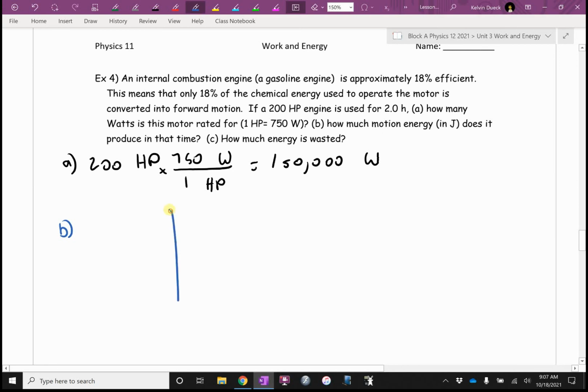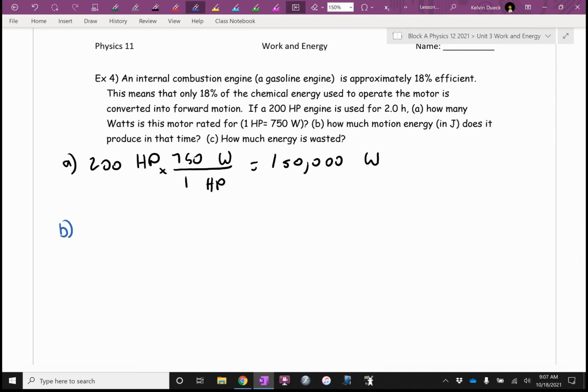Work is also the area under a force versus distance graph. Did they give you a graph? Okay. Then I might say, what did I find in part A? Does power have work in it? Oh, what's the equation for power?